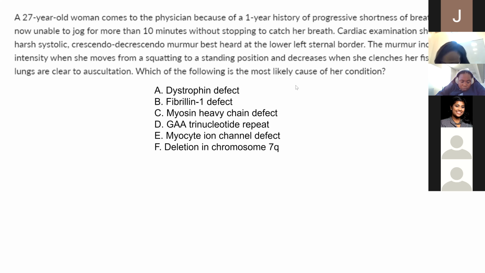You also have the murmur here. You didn't need this, but again, that sort of just has to go with that image. I walked through it, so hopefully that makes sense. But yes, it is a myosin heavy chain defect, right?